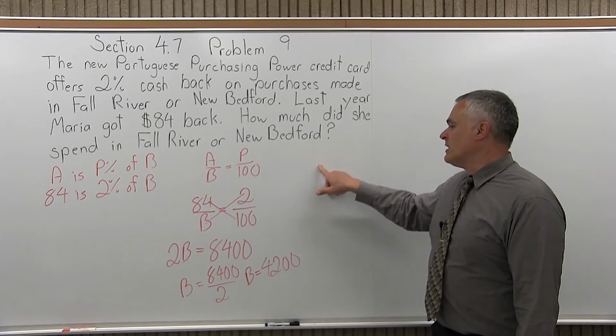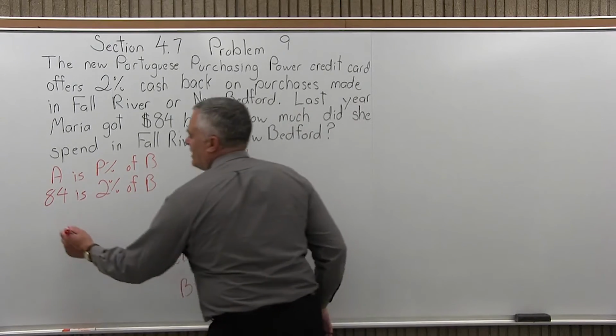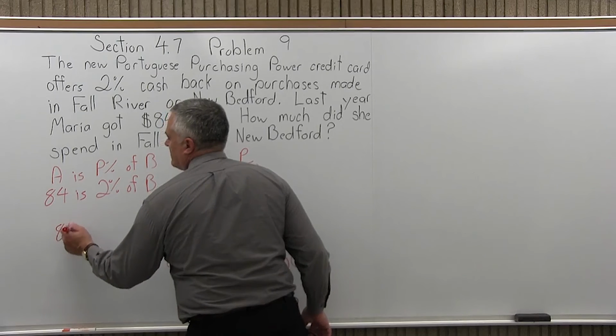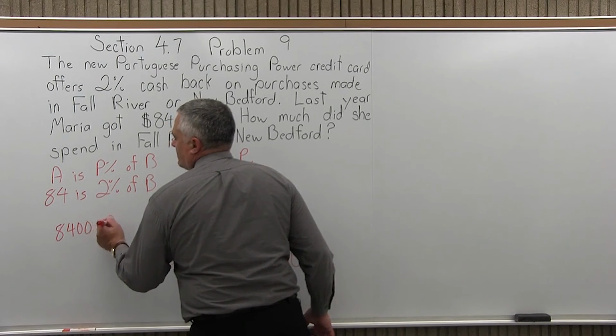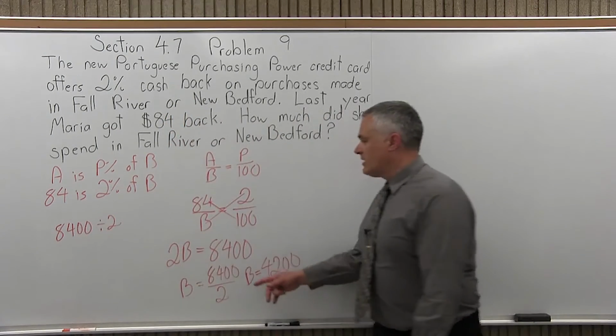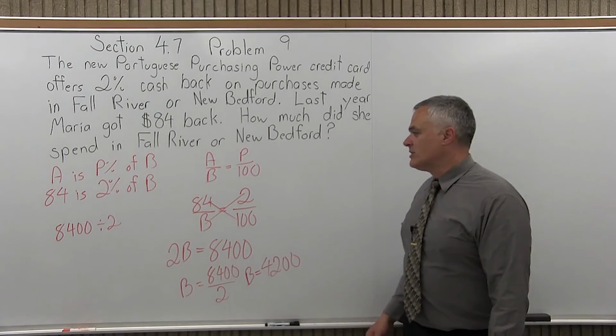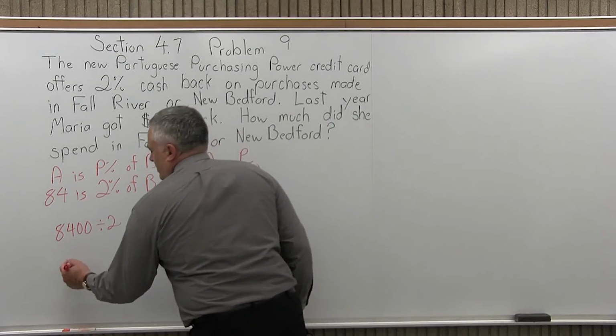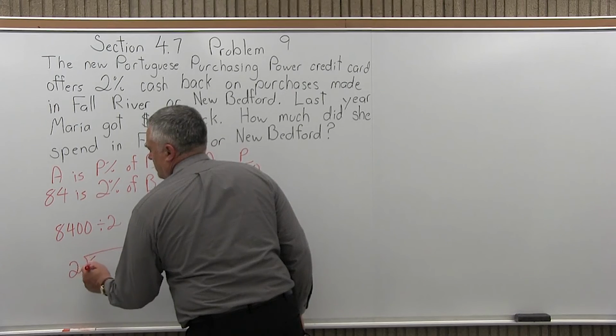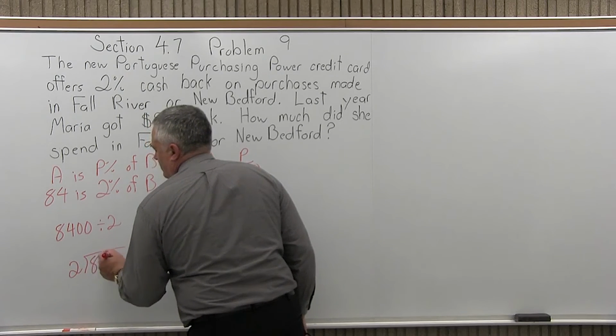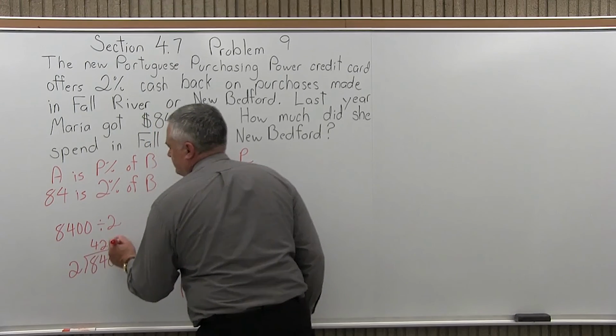Now, if you don't see it easily, if you can use a calculator, do the numerator of 8,400 divided by the denominator 2, and you'll get 4,200. Or you could just do it the long way, and you'll still get 4,200.